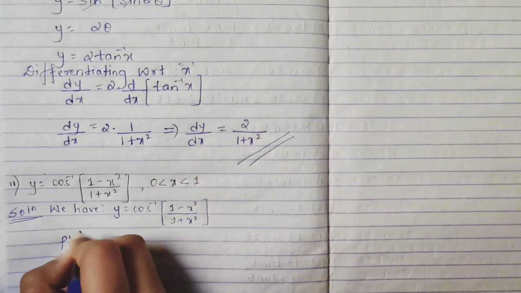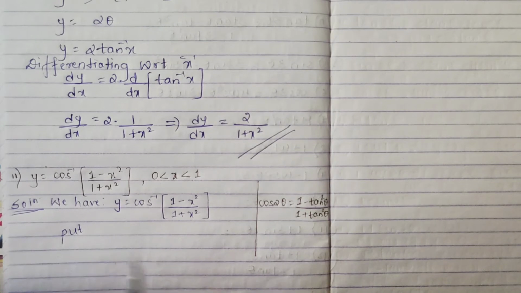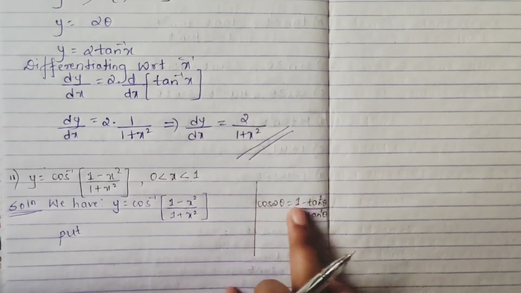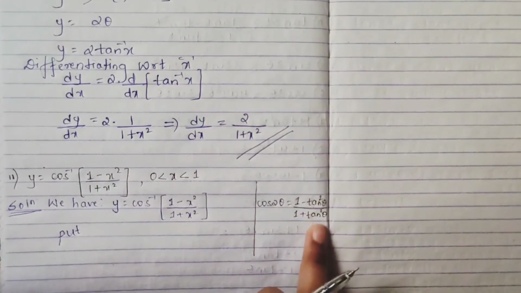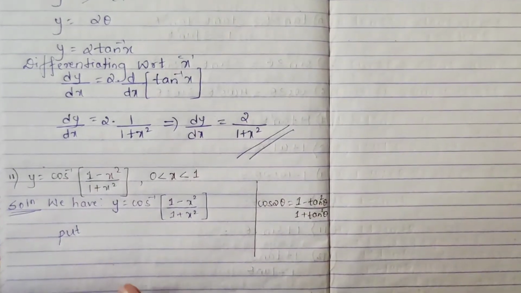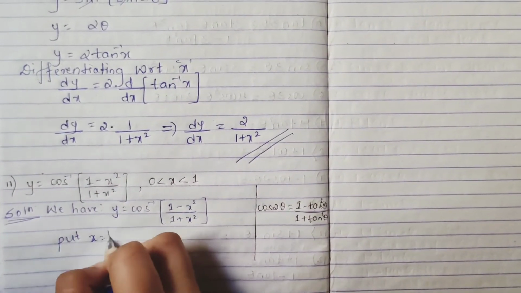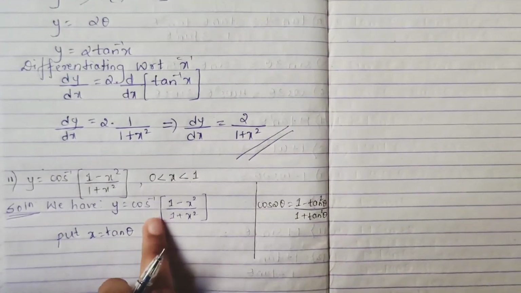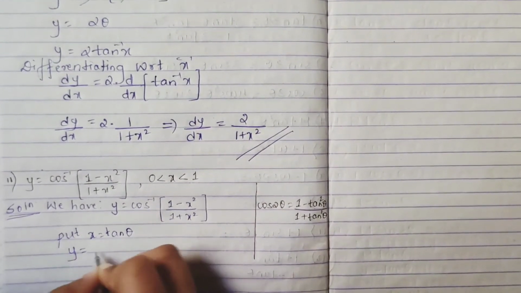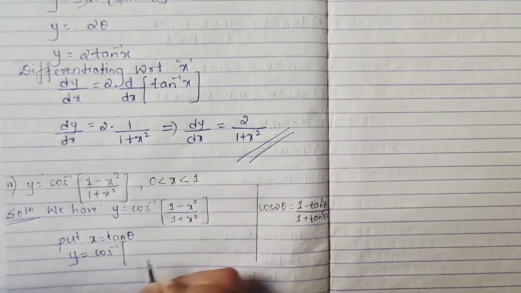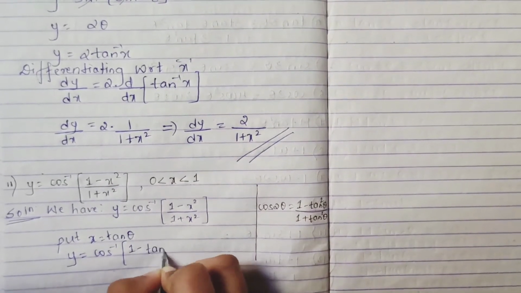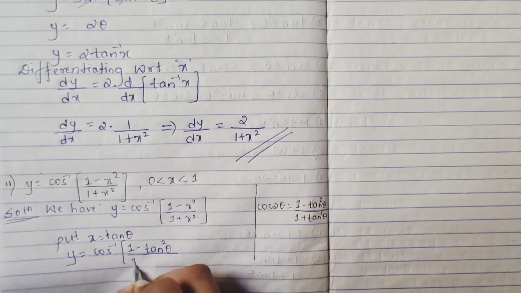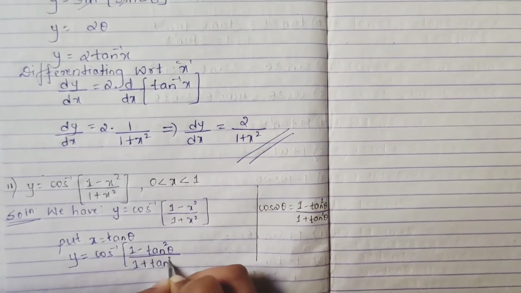So our next step is what? Put. So how are we going to do it? We have a formula for cos 2 theta, that is (1 minus tan square theta) by (1 plus tan square theta). I have given you the formulas, just go through them. So put x is equal to tan theta. So I will be replacing x with tan theta. So the above question becomes y is equal to cos inverse of (1 minus tan square theta) divided by (1 plus tan square theta).